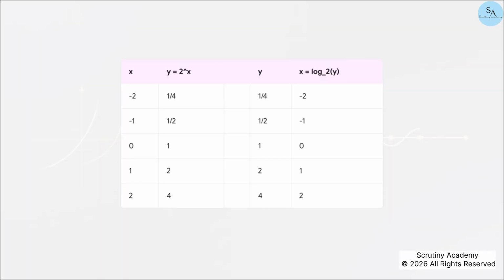Okay, let's dive into this. This is where we uncover the core logic of why logs even exist, and I promise you, it's way simpler than it looks. If we compare these two functions side by side, on the one hand, we have the exponential function we just talked about, y equals 2 to the power of x. If we plug in an x value of -2, our output y is 1/4.